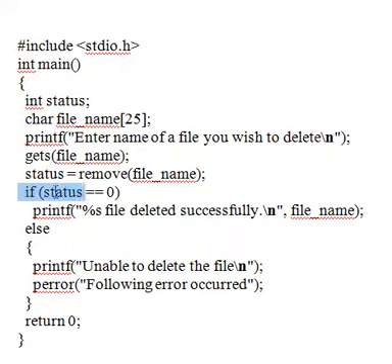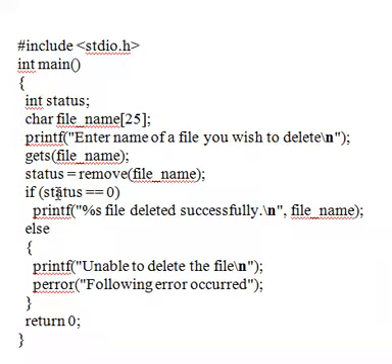So if status is 0, that means file is removed. So we have to print that file deleted successfully. If status is non-zero, then we have to print the else part, unable to delete the file, following error occurred. So if status is 0, we are printing the output like this: given file is deleted successfully.